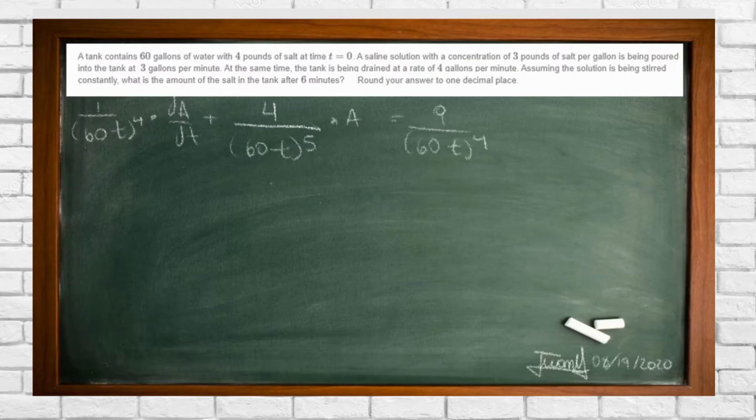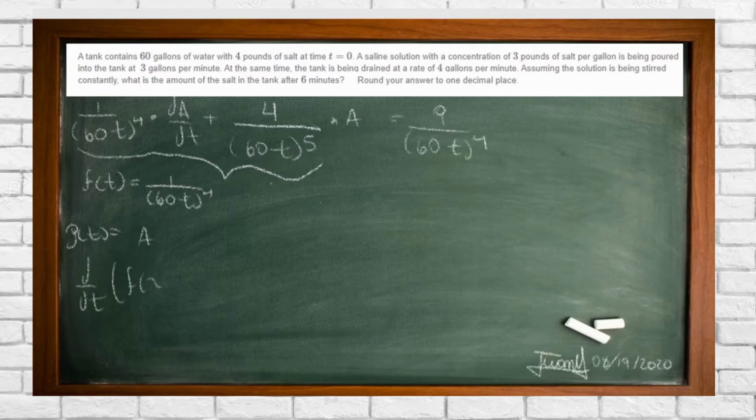Alright, so we have our function already here that is being multiplied by the integration factor. But let's make a parenthesis and think this through. So if we define f of t as 1/60 minus t to the fourth power and g of t as a, what do we have here? Don't we have the derivative of the product of two functions?